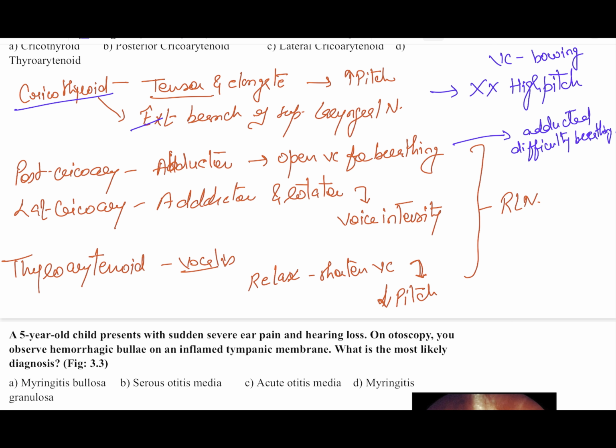Lateral cricoarytenoid is for voice intensity. If there is any problem with this, the patient will have a weak breathy voice, or I can say labored voice. Thyroarytenoid is for lowering the pitch. So if there is any problem, they will have hoarseness of voice, or they will not be able to decrease the pitch.